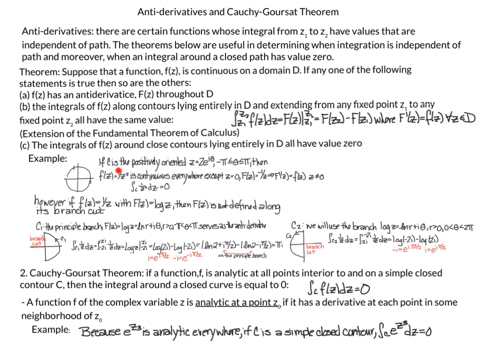We know that 1 over z squared is continuous everywhere except at z equals 0. So I have this blue dot that we're going to omit from our domain. Our domain is everywhere except z equals 0. Then our antiderivative, which is equal to minus 1 over z, exists throughout our domain D, everywhere except at z equals 0. So we're good to use this theorem now. Since C is a closed curve, a complete circle, part C applies. So the integral around the closed curve of 1 over z squared dz will be equal to 0.